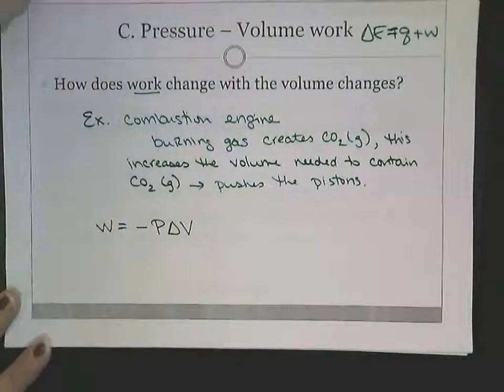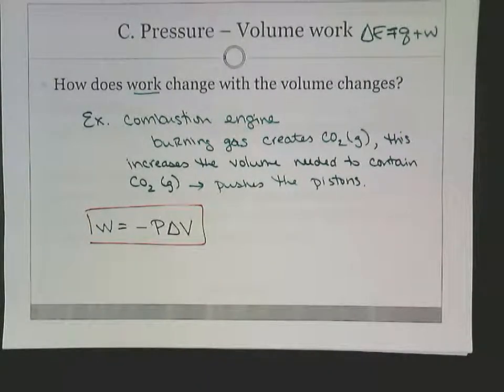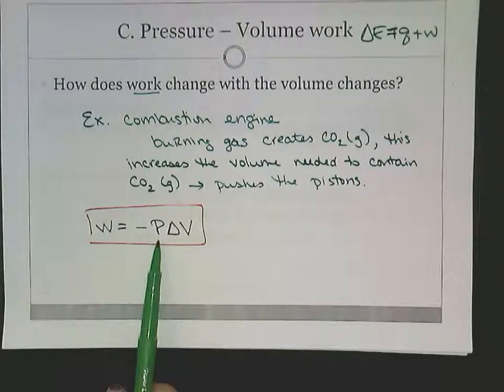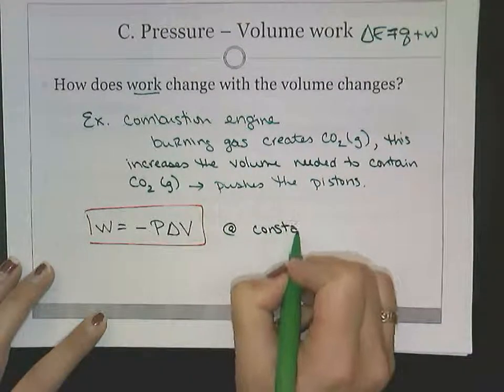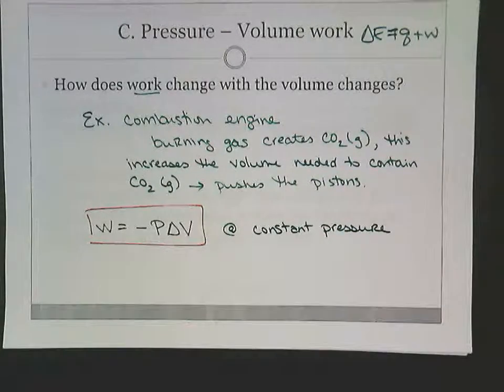All right, so this is the equation we're going to use to describe work and volume changes. Looking at this equation here, is pressure or volume changing? Volume, right, because that's the one with the delta. If P is not changing, what does that mean P is? Constant. So this is the work equation as long as you are at constant pressure.